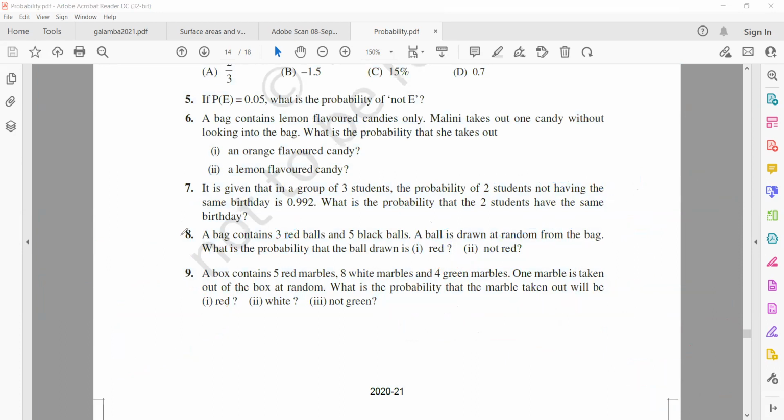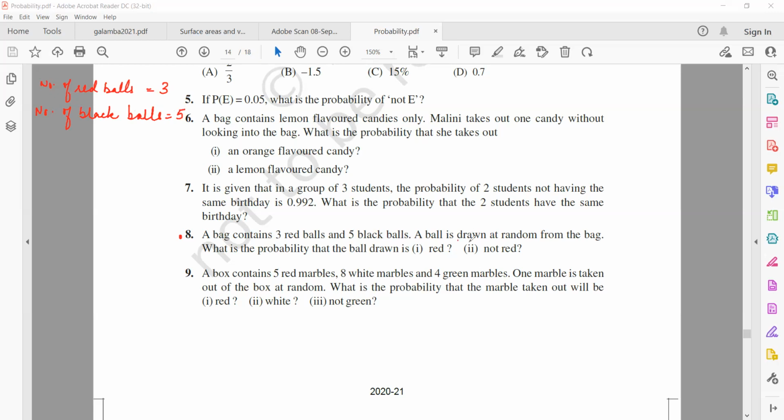Now, 8th question. A bag contains 3 red balls and 5 black balls. So number of red balls is equal to 3. Number of black balls is equal to 5. A ball is drawn at random from the bag.